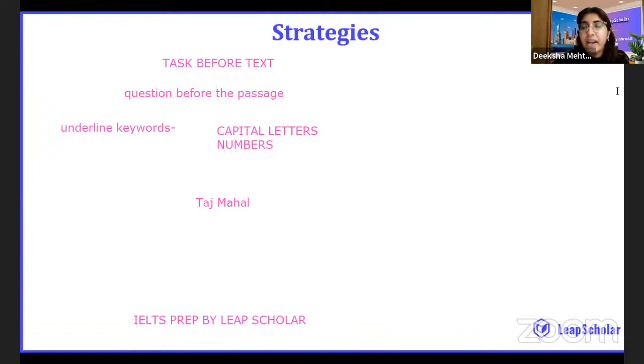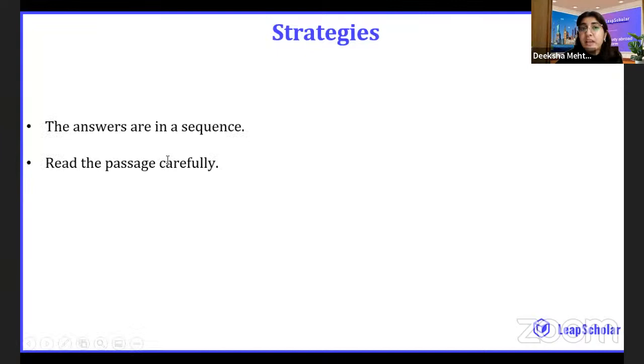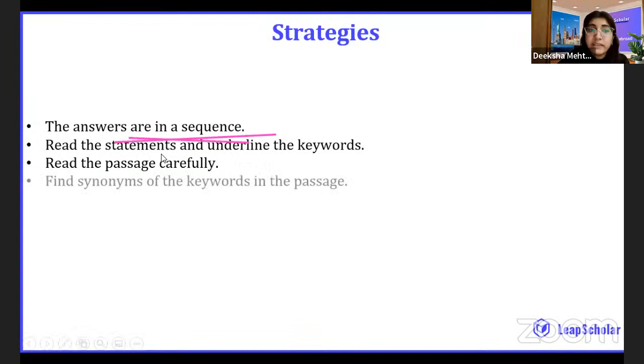I'm hoping that you know the strategies for most of the questions because I'm not discussing all the strategies. Remember, in certain question types, the answers are in sequence. Which questions are those? You should know them by now because you're coming for a mock test here. For example, true, false, not given, sentence completion. Then, read the statement, underline the keyword, find a synonym. Sometimes you will underline the keyword Taj Mahal, and maybe the passage will say the mausoleum. So make sure you look for key synonyms also. Next, convert. This is for another question. All right, great. So done with strategies.